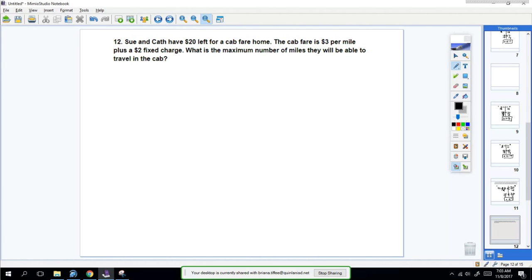Okay, now you try one. So remember, write the inequality, then solve it. So Sue and Kath have $20 left for a cab fare home. The cab fare is $3 per mile plus a $2 fixed charge. What's the maximum number of miles they will be able to travel in the cab? Well, first off, so they have $20. So they can't go over $20, so it has to be less than or equal to. So each mile is $3, so it would be 3 times x miles plus the $2 to get into the cab.